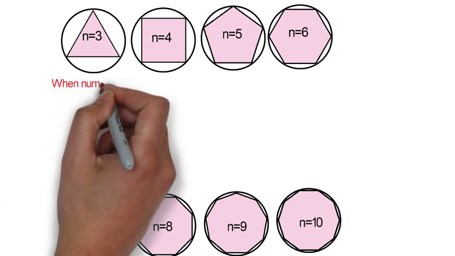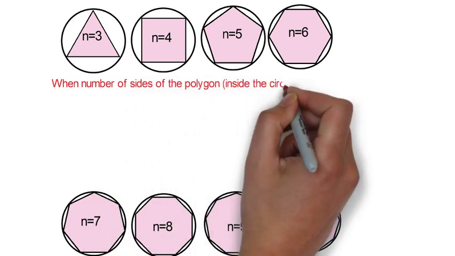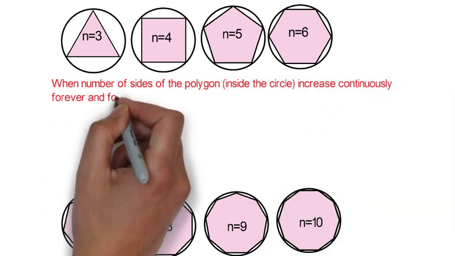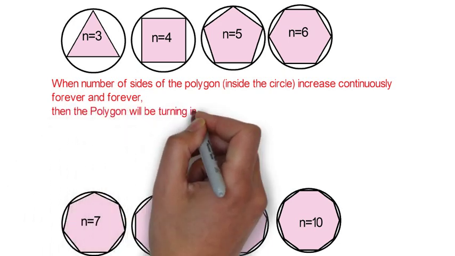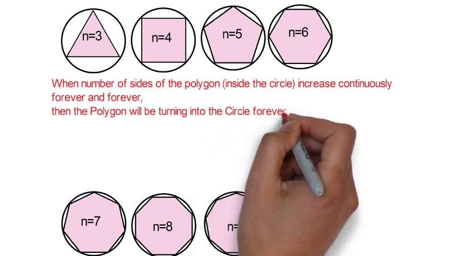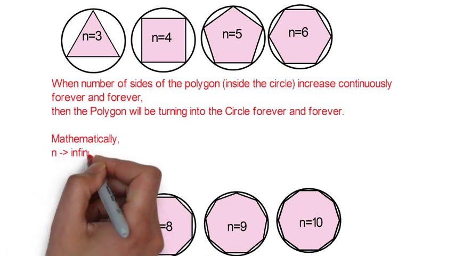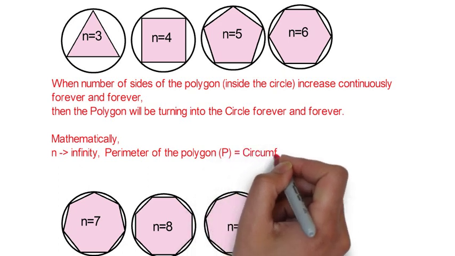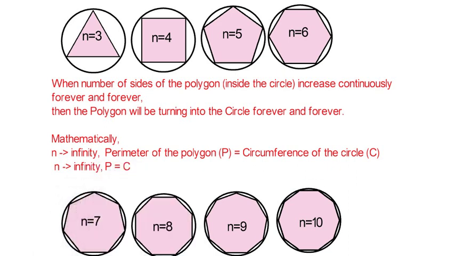When we increase the number of sides of the inscribed polygon forever and forever, the polygon will be turning into the circle continuously. The polygon will be as close to turning into the circle as high the number of sides of the polygon is. As the polygon is continuously turning into the circle, the polygon's perimeter will also be becoming the circumference of the circle. Mathematically, we write it as when n tends to infinity, the perimeter of the inscribed polygon P is becoming the circumference of the circle C. P equal to C.